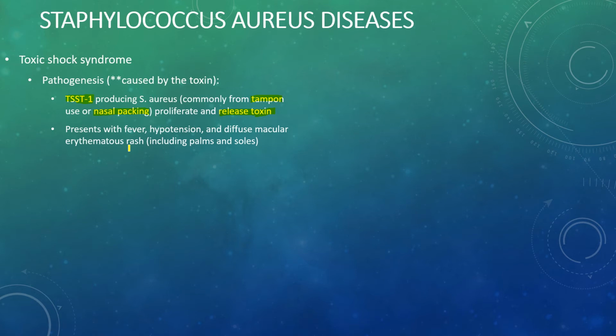Okay, so it's starting out, you get a fever, hypotension, and diffuse macular erythematous rash, and it includes the palms and soles. So what you get with this condition is you get a major high fever, low blood pressure because you're activating so many cytokines with this superantigen, and a macular erythematous rash. You just turn red everywhere. Your entire face, body, palm, soles, all of it is red.